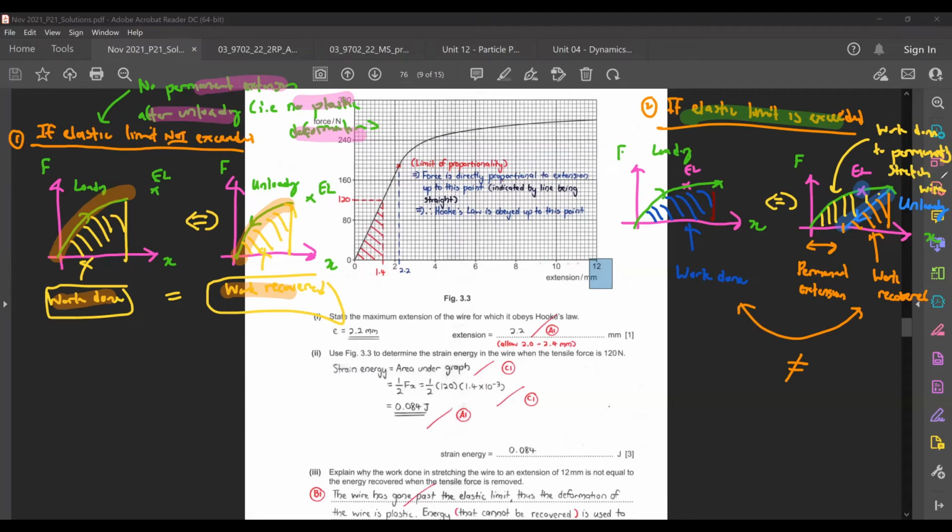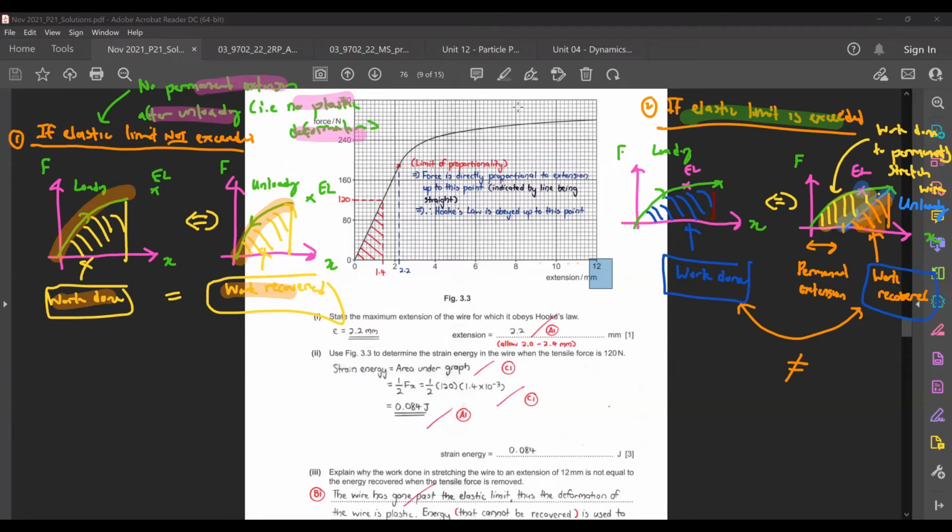Okay, this area here, the yellow area here. The yellow area is the work done to permanently stretch the wire. The orange area is the work that you managed to recover from unloading. Okay, so the question is asking you right now, why is it that the work done in stretching the wire is not the same as the work recovered?